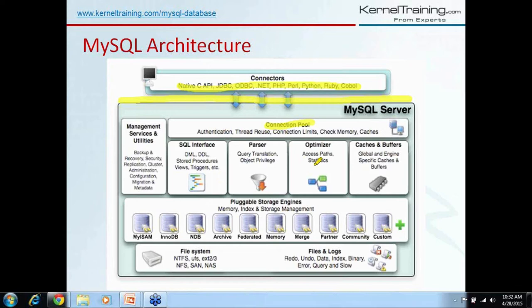Parser, the optimizer, caches and buffers, everything. Like the parser, it checks your query for whether it is syntactically right. And after the syntax, it checks whether the requester has privileges on the object he has requested, and whether those objects are actually available in the database. If all these things are correct, then it optimizes the query. You might have heard about optimizers if you already know Oracle or SQL Server. So the server creates a path by which it can get the fastest data access or retrieve the data the fastest way.